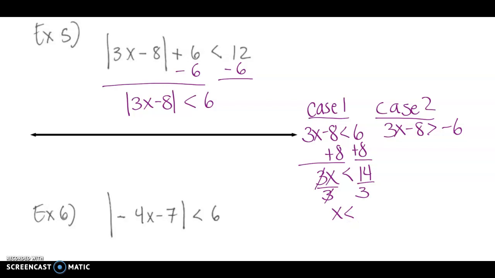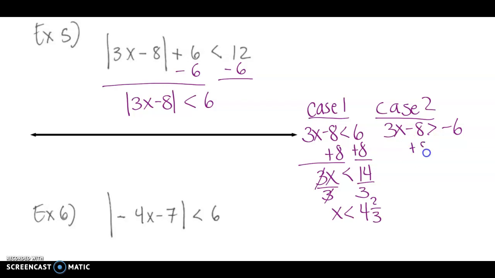Now I'm going to put this on a number line, so I'm going to write it as a mixed number just because it's easier for me to locate and think about where it is. So 3 goes into 14 4 times with 2 left over, so 4 2/3. So we're going to look at all the values that are less than 4 2/3.